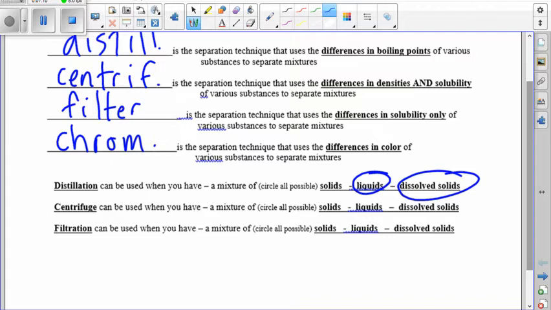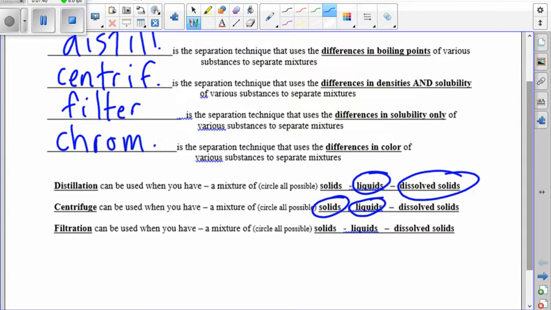Okay? Centrifuge can be used when you have a mixture of liquids and solids, but not dissolved solids. Because if it's dissolved, it's soluble. And so the centrifuge, you can spin around as much as you want, but you're not going to get stuff to undissolve or something like that. Okay, so it's not really going to help you. But if you have two things that don't dissolve well with each other, or you have a solid and a liquid, or two liquids but one of them's insoluble, then you can work with that.